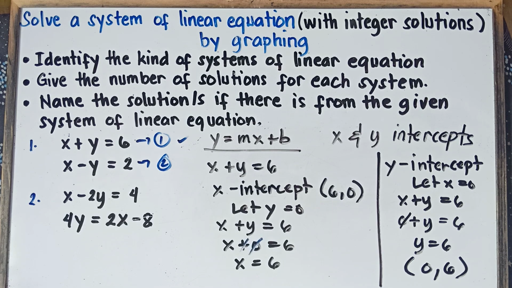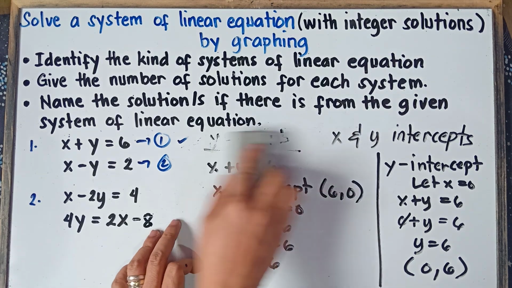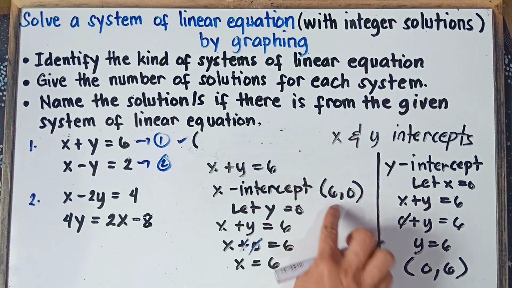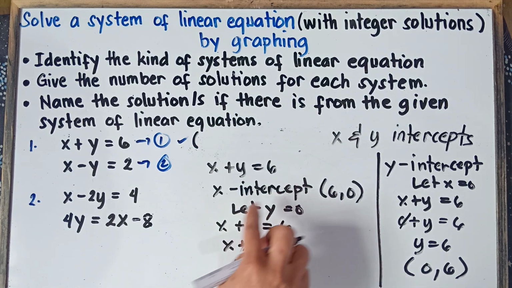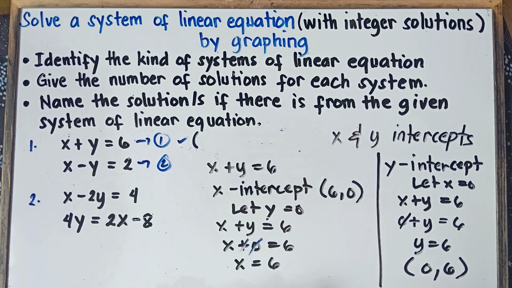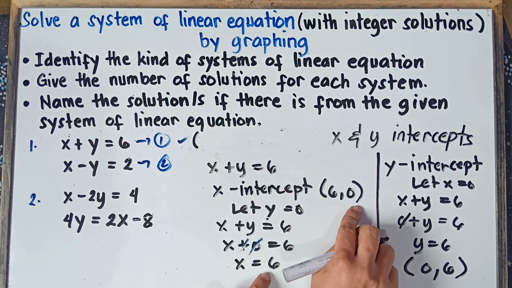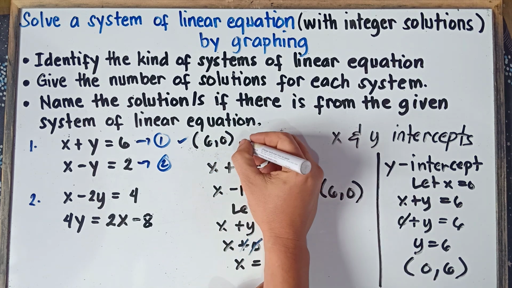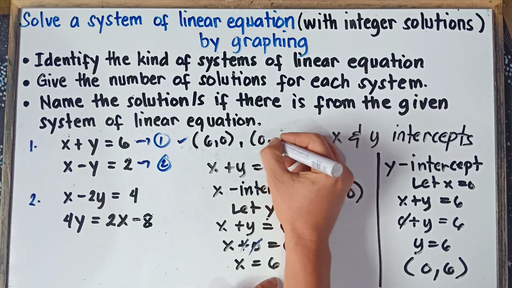Alright, easy as that, class, for the x and y intercept. So therefore, our ordered pairs: we have this one, and once again, class, for the x-intercept, let y equal 0. So x is 6 and y is 0, so we have (6, 0). And the other one, we have (0, 6).